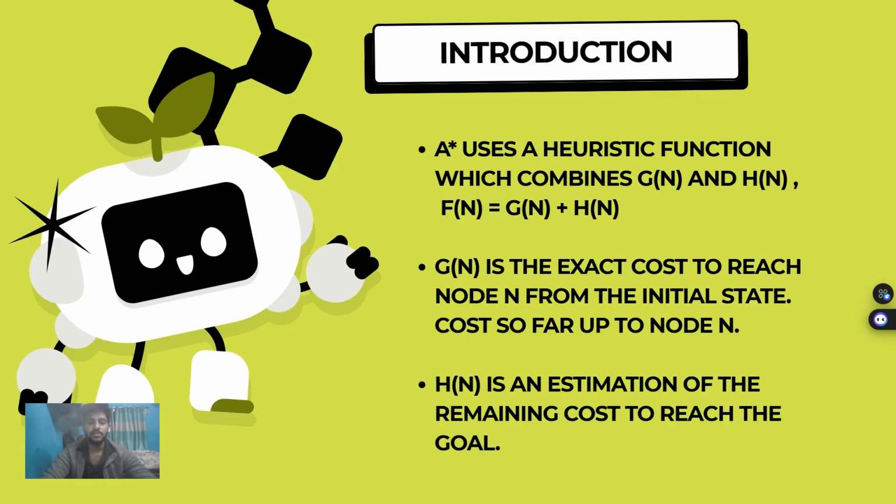It is the cost from our initial node to the node where we are currently. For example, if there are 10 nodes from 1 to 10, and 1 is my start node and 10 is my goal node, and I am currently in the fifth node, then g of n will be the cost from the initial node to the fifth node, the current node. Whereas h of n is the estimation of the remaining cost to reach the goal. As I am in the fifth node, the cost from the fifth node to the goal node, which is the 10th node, is my h of n. From the current node to the goal node is considered the h of n value.